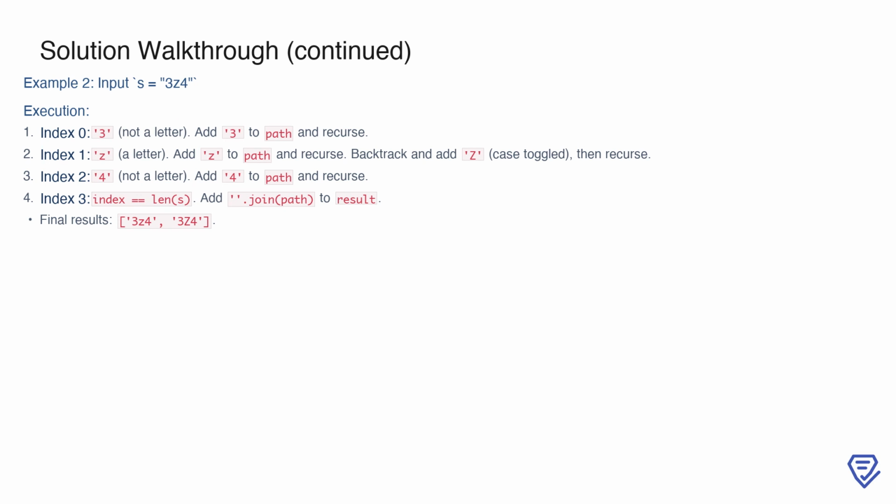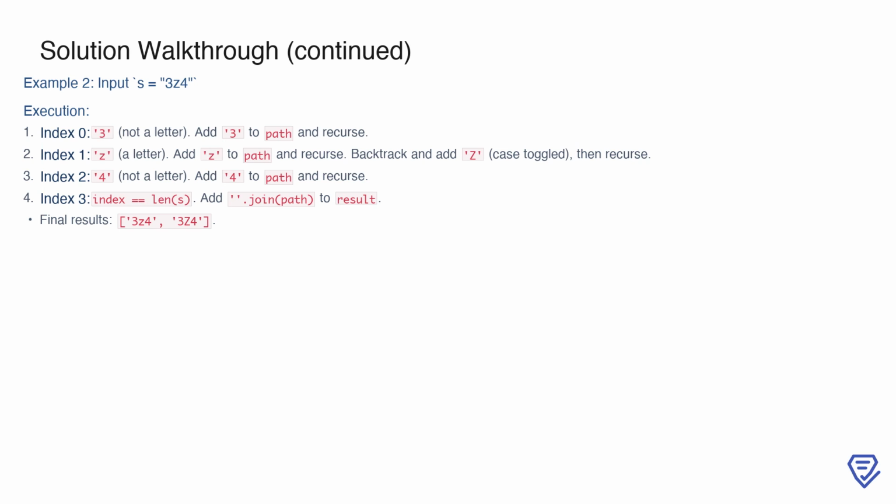Now let's look at another example with the input s equals 3z4. At index 0, the current character is 3, which is not a letter. We add 3 directly to the path and recurse. At index 1, we encounter z, a letter. We add z to the path and recurse further. After this, we backtrack by removing z, toggle its case to Z, and recurse again. At index 2, the character is 4, another non-letter, so we add it directly to the path and recurse. Once the index equals the length of the string, we join the path into a string and add it to the result. The final result for this input is 3z4, 3Z4.